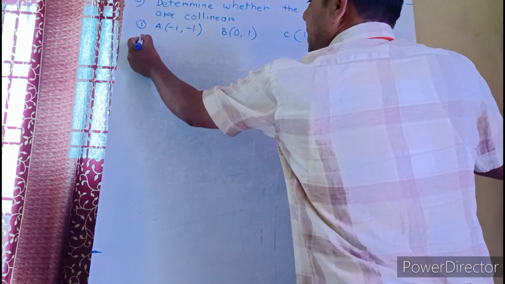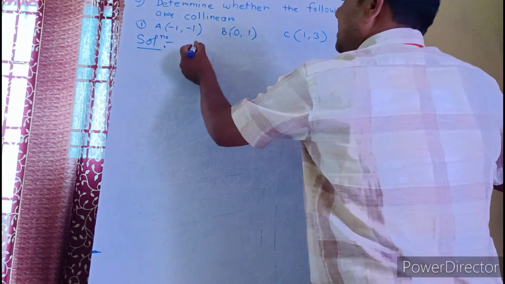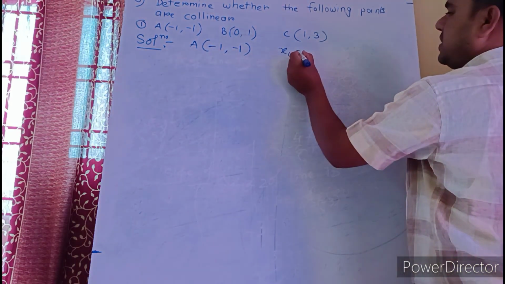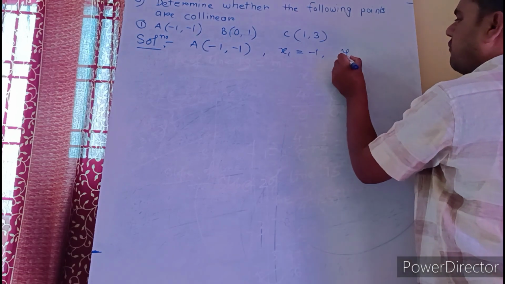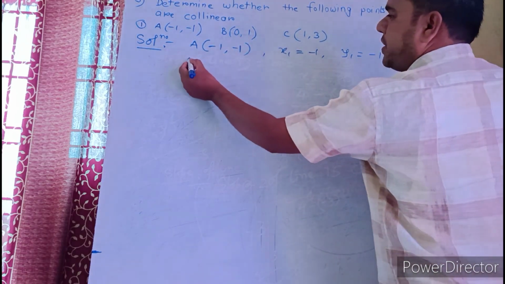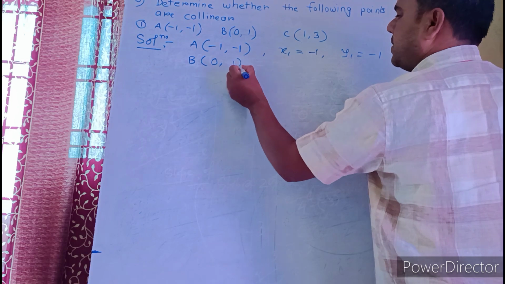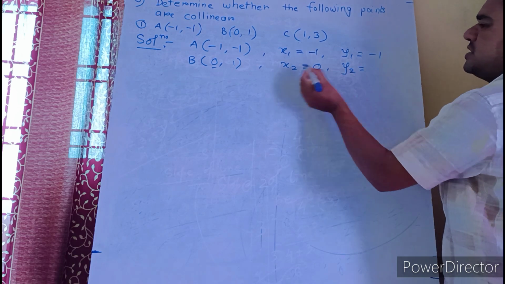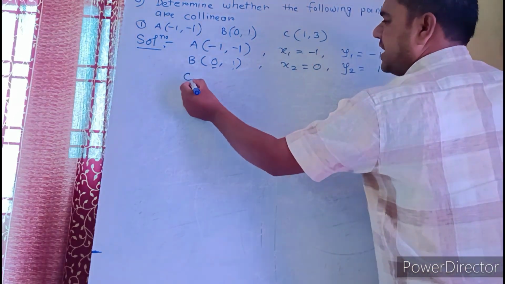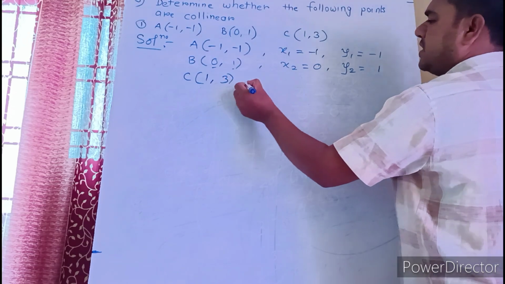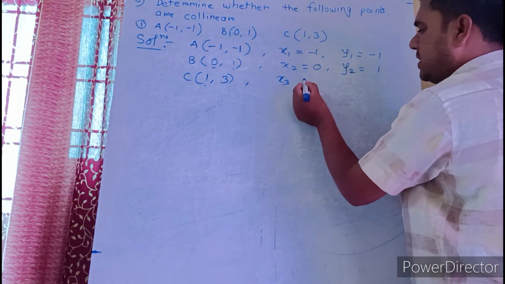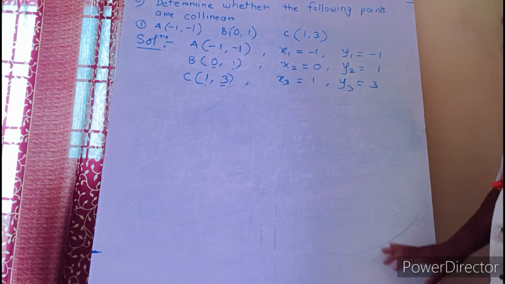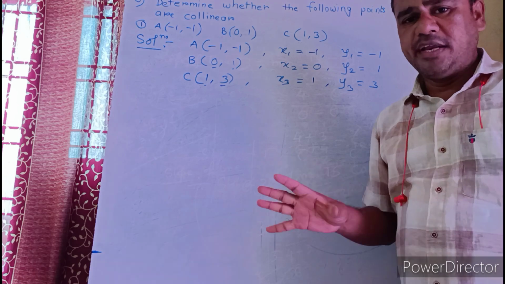Now here in the solution part, the question as it is: A(-1, -1), that is, the value of x1 is this -1 and the value of y1 is this -1. The point B is here (0, 1), meaning the value of x2 is 0 and the value of y2 is 1. Now the C coordinate, that is (1, 3), the x3 will be 1 and y3 will be 3. Now we have to check whether these 3 points are collinear or not.